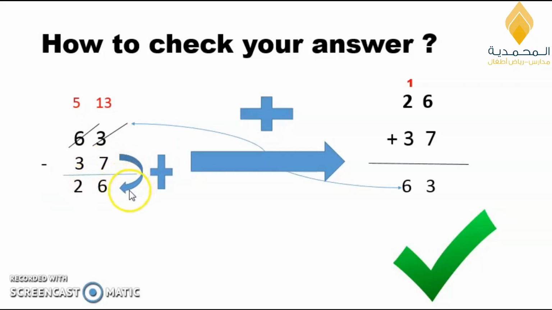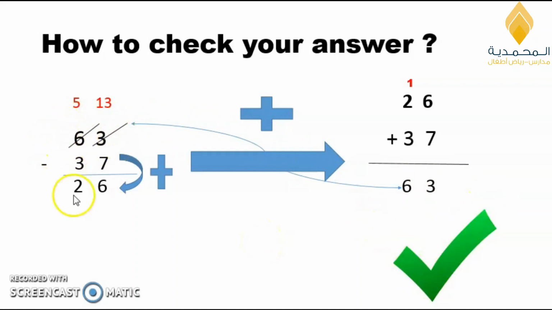Put here 26, and here 37. So add these two numbers together. Let's do it together. 6 plus 7 is 13. Good job. Now 1 plus 2 is 3. 3 plus 3 is 6. So here the answer is 6. It should be this number. So our answer is correct.